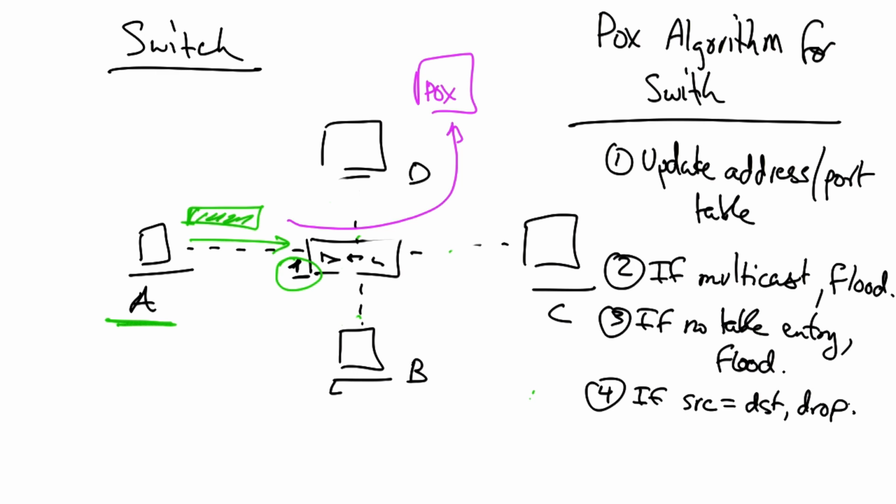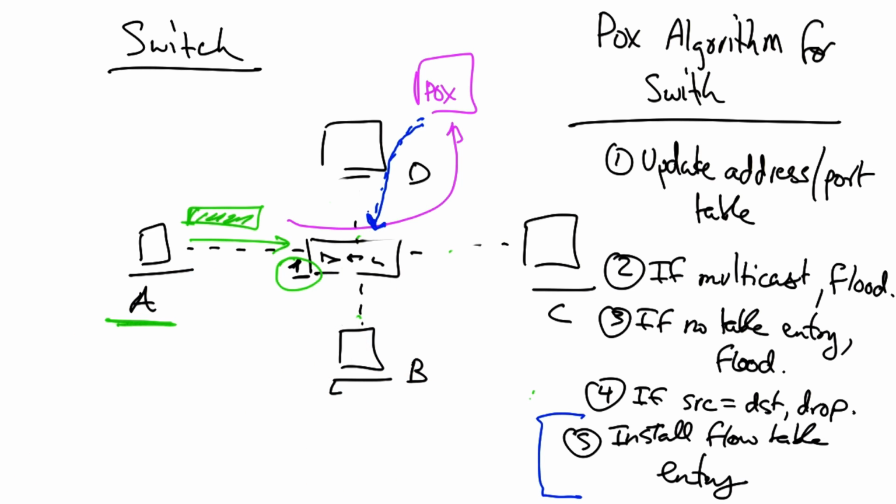If the source and destination address are the same, the controller instructs the switch to drop the packet. Otherwise, the controller installs the flow table entry corresponding to that destination address and output port. Installing that flow table entry in the switch prevents future packets for that flow from being redirected to the controller. Rather, all subsequent packets on that flow can be handled directly by the switch, since it now knows which output port to send a packet for that particular destination.